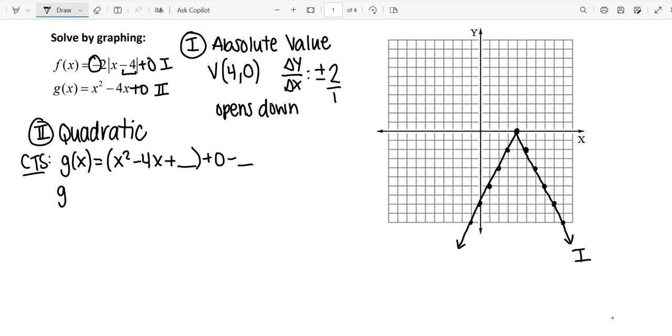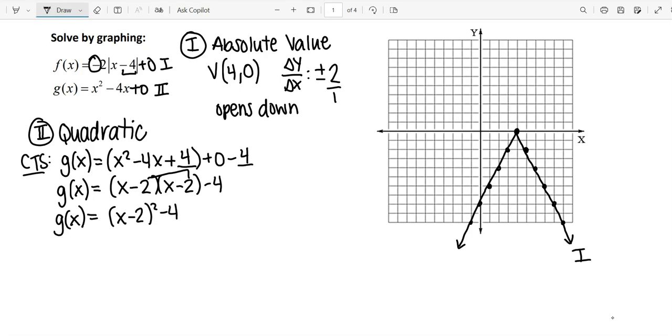I'm ready to factor this into a square. Remember, factoring into a square means my factors need to be the same. And so two numbers that are going to add to make -4 and are the same number are -2 and -2. -2 times -2 is 4, which means -4 goes on the end, and 0 minus 4 is -4. So g of x can be rewritten as x minus 2 squared minus 4, which means my vertex is 2, -4, and my a is 1. And so 2, -4 is actually a point I already have, and so that's going to be a solution.